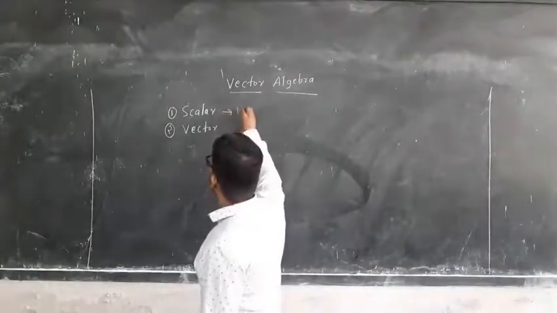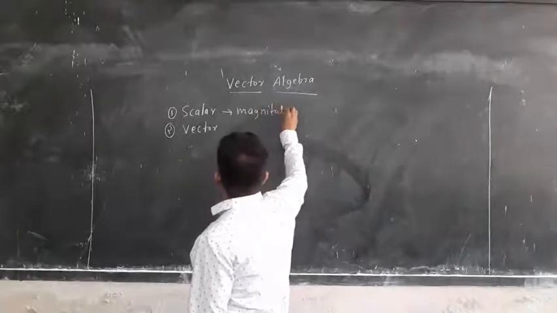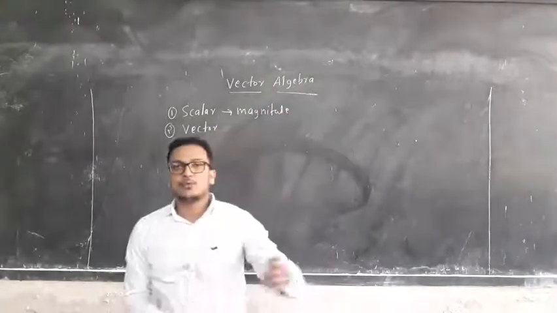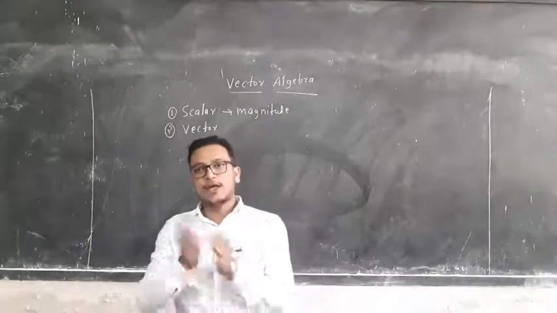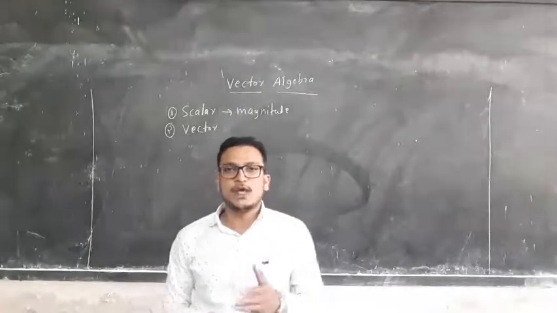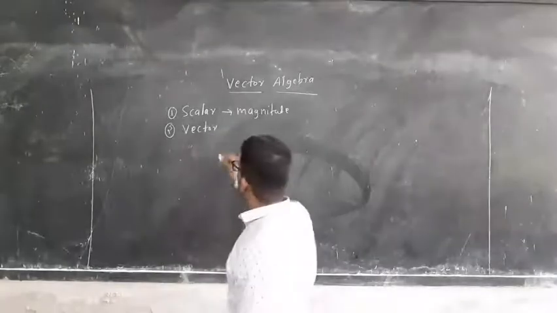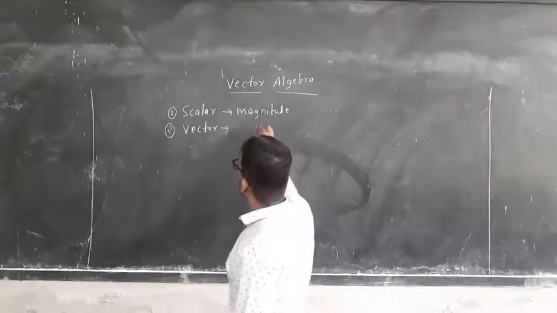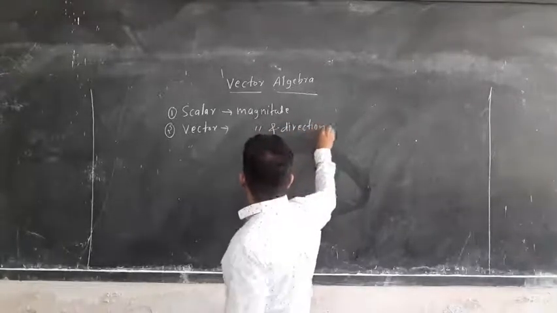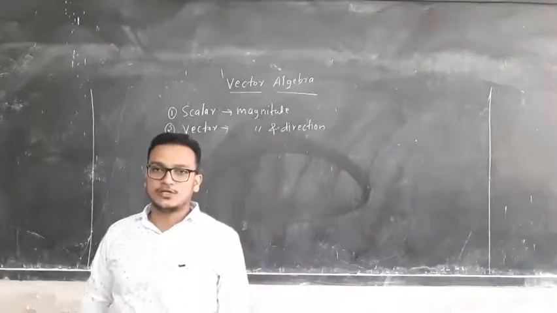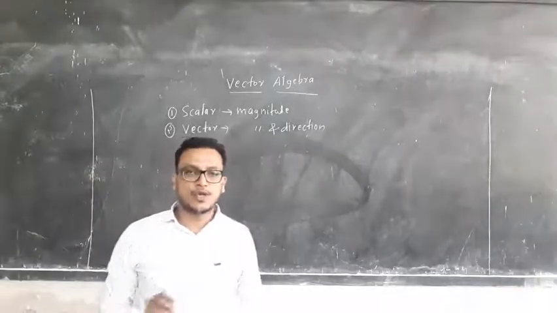This means it has only magnitude. Whereas what is meant by vector quantity? A quantity which has magnitude as well as direction is called a vector quantity. Since it has magnitude and direction, it is called a vector quantity. So these are the definitions of scalar quantity and vector quantity.